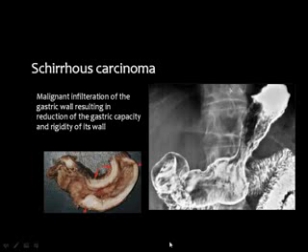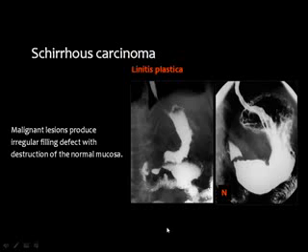An infiltration of the stomach by a tumor will result in this appearance. The gastric wall is markedly thickened, encroaching and narrowing the gastric lumen. And here you can see what we call scirrhous carcinoma of the stomach, marked reduction of the stomach caliber due to invasion of the wall by this tumor.